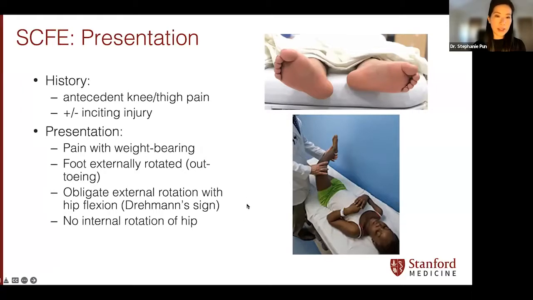So in the picture shown here of the feet, you can see that the left foot is externally rotated relative to the right. On physical exam, when you flex the hip, there will be obligate external rotation of the hip. So meaning the hip will want to externally rotate as you flex the hip, and there will be no internal rotation of the affected hip.